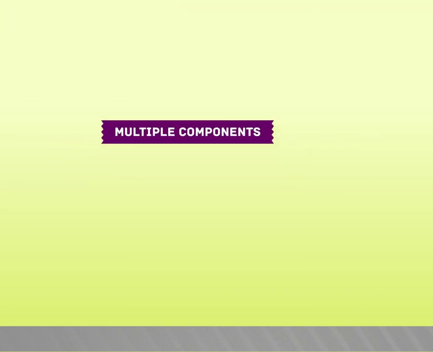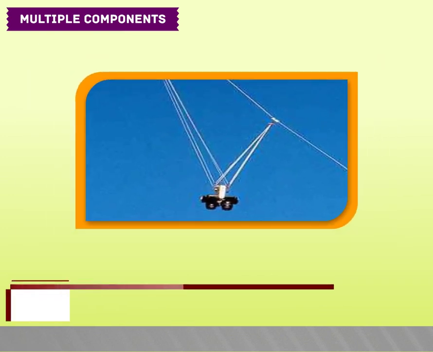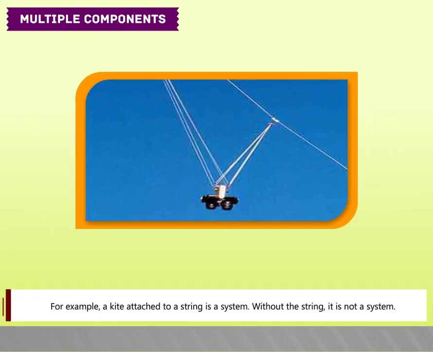Multiple components. A system must contain more than one part. For example, a kite attached to a string is a system. Without the string, it is not a system.